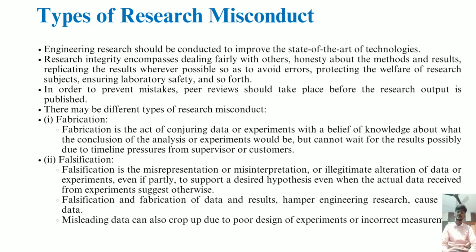There are different types of research misconduct. Those are fabrication, falsification, plagiarism, and other aspects of research misconduct. In that, fabrication is the act of conjuring up data or experiments with a belief of knowing the conclusions. The analysis of experiments would not be connected with the results, possibly due to timeline pressure from a supervisor or customers. Next is falsification.